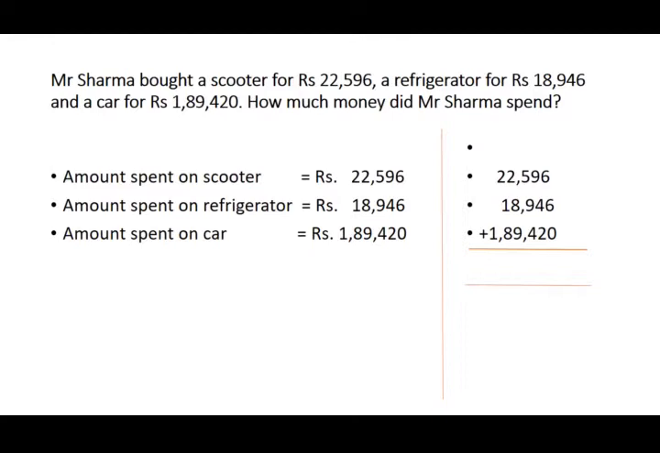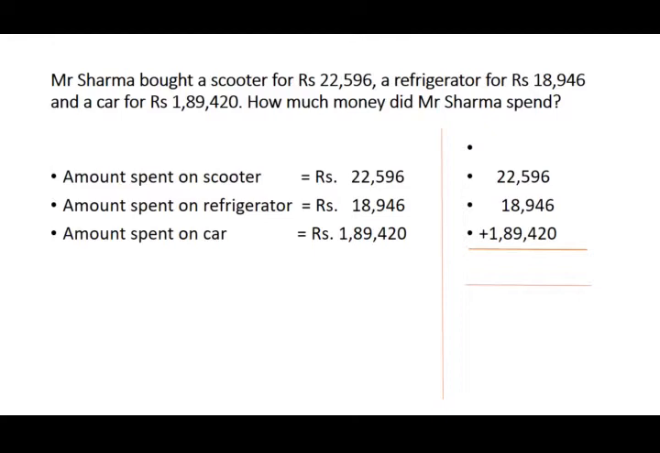Mr. Sharma bought a scooter for rupees 22,596, a refrigerator for rupees 18,946 and a car for rupees 1,89,420. How much money did Mr. Sharma spend? He bought 3 items and we have to find the total money he has spent. It's very easy, right? We have to add all the 3 amounts. We will get the total money he spent.